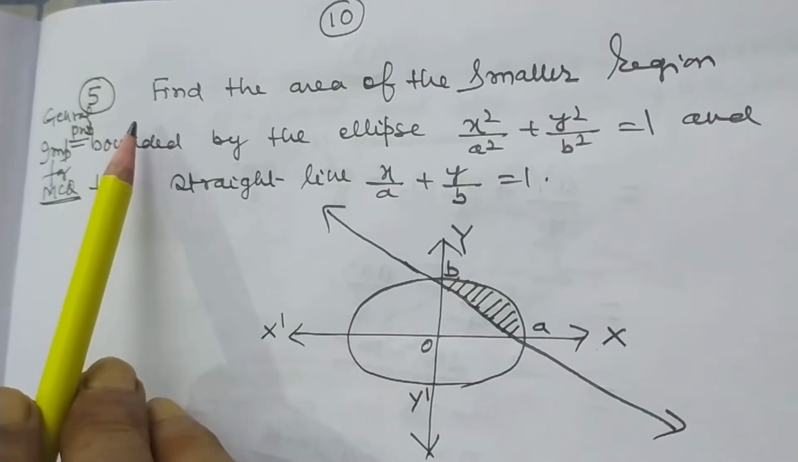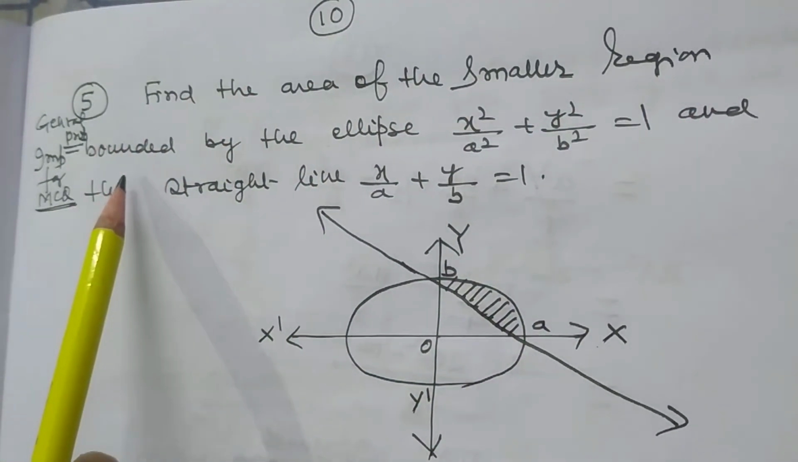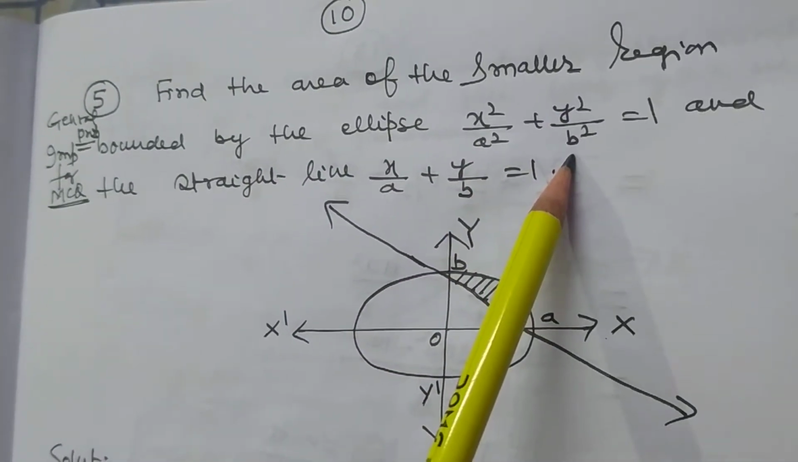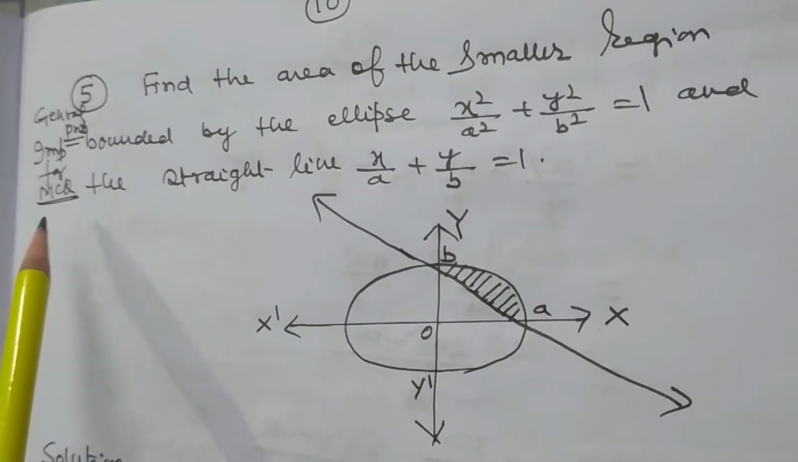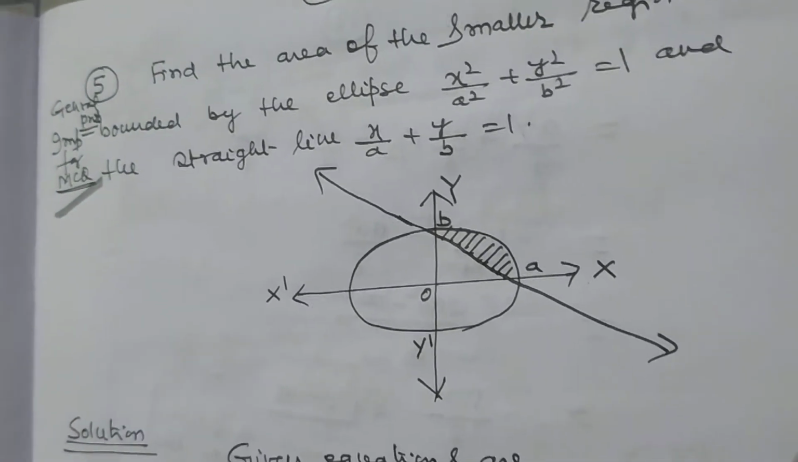Now it is problem number 5. Find the area of the smaller region bounded by the ellipse x square by a square plus y square by b square is equal to 1 and the straight line x by a plus y by b is equal to 1. It is also important for MCQ type of question.